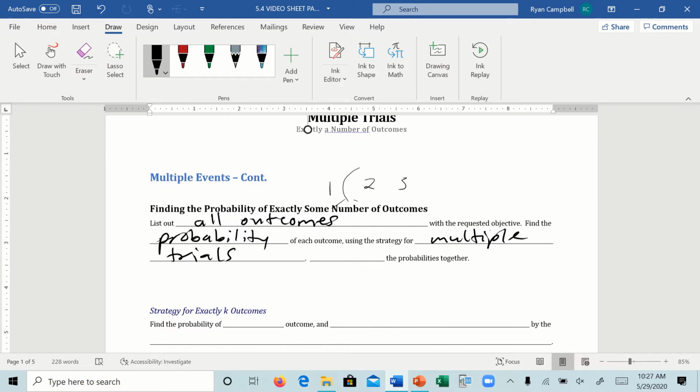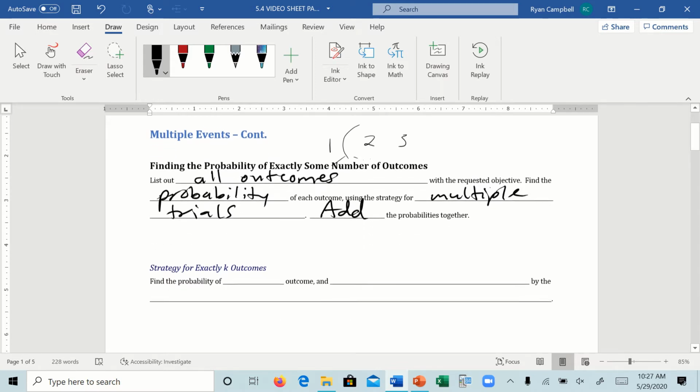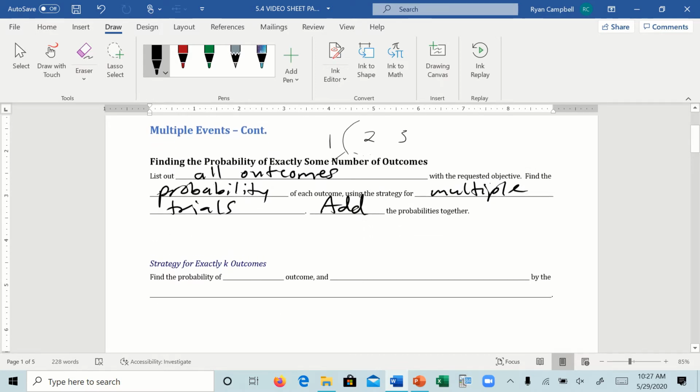We had an earlier video talking about multiple trials. That's what we're going to be using. Then what we want to do is add all those up. Another strategy that we could do if you're trying to get some number of outcomes is find the probability of 1 outcome and then multiply that number by the number of outcomes, because you'll end up seeing that all of the outcomes have the exact same probability. So instead of adding them all together, you can just multiply it by the number of outcomes.